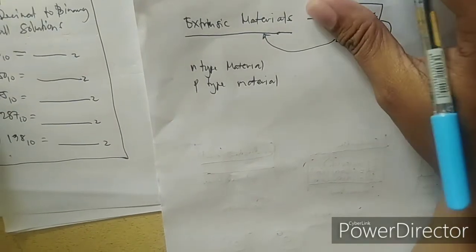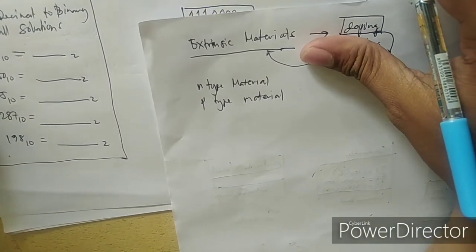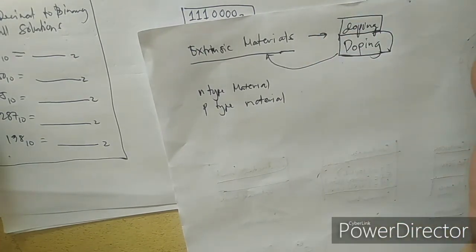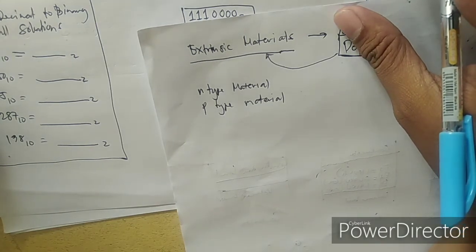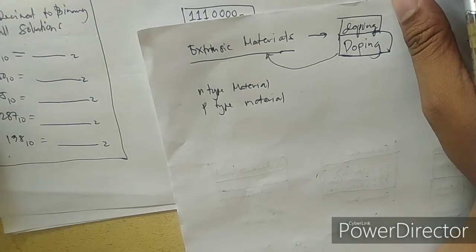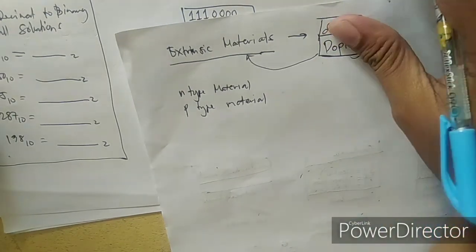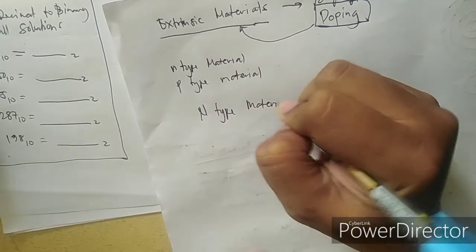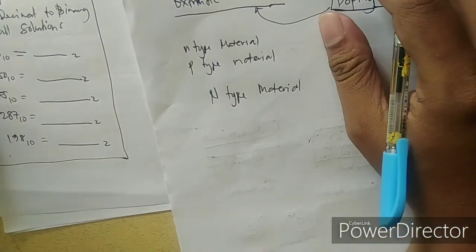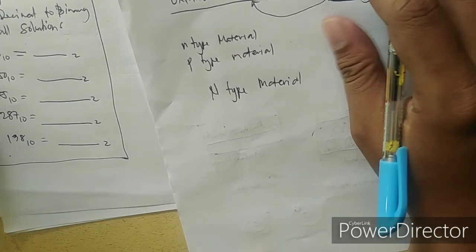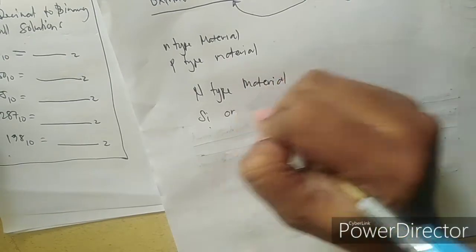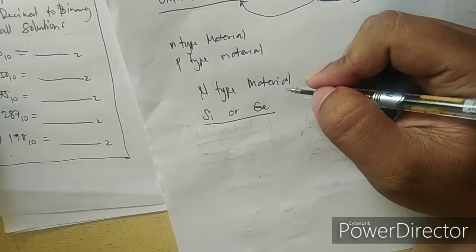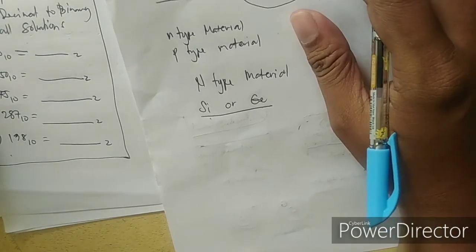So a semiconductor material can be an insulator, and it can also be a conductor. N-type and P-type materials are semiconductors which are doped with other impurities in order for the characteristics to change. So let's start with the N-type material. In an N-type material, it's either silicon or germanium, and this atom will be doped with other impurities.